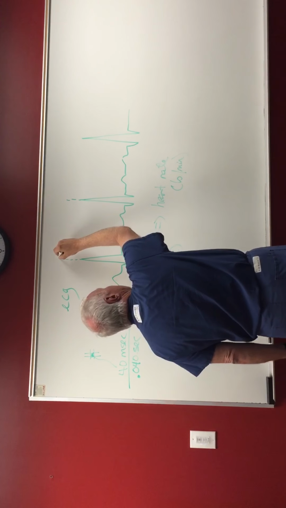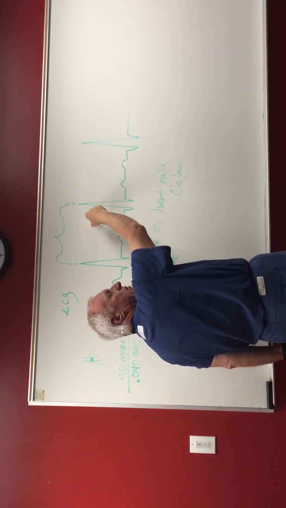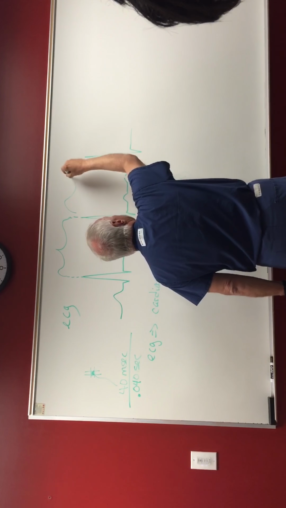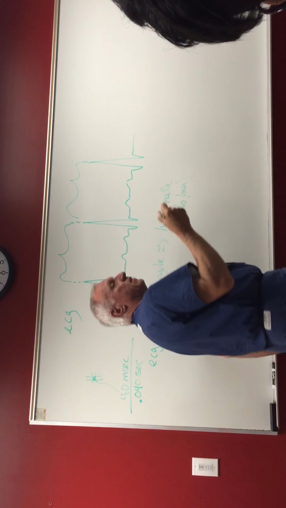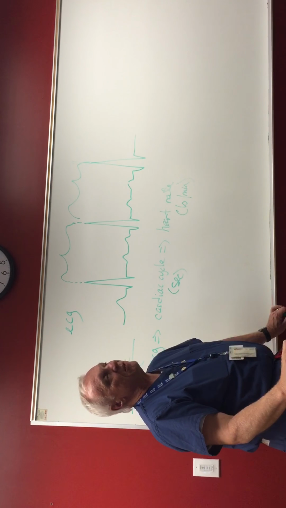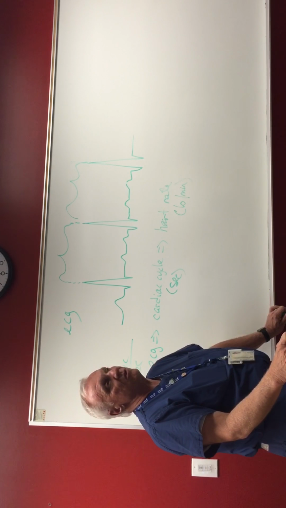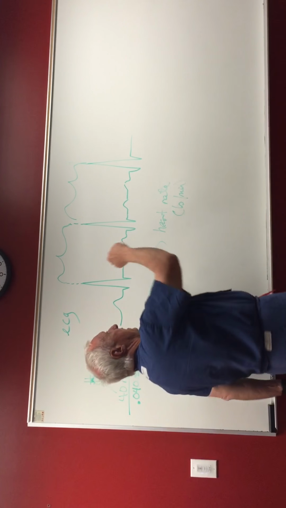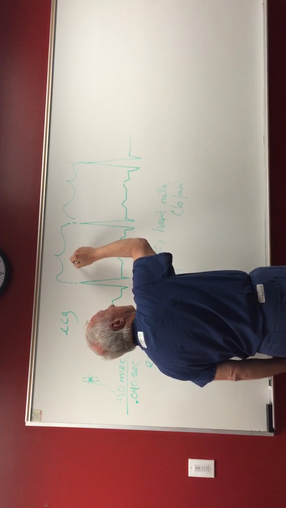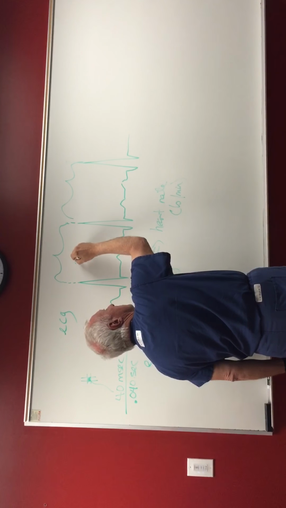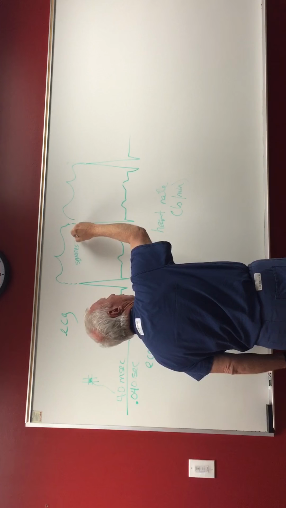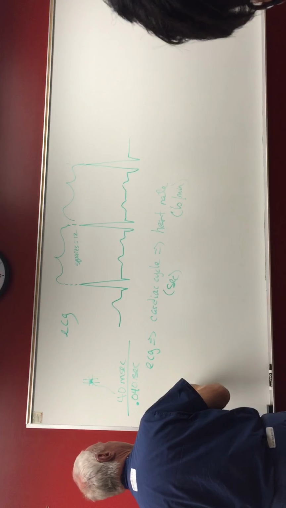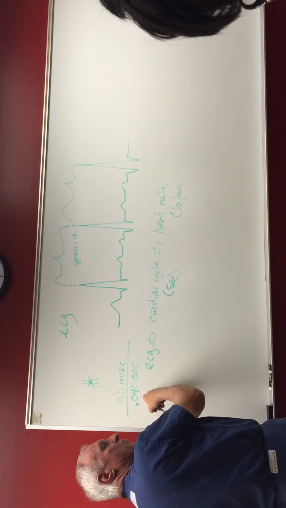So you count the number of little squares from one R to the next. It won't matter which two you choose; the variance is so small that it will be adjusted for. You just choose two adjacent QRS complexes and count the number of little squares. For instance, if the number of little squares here is equal to 12, then I simply go 12 squares times each square being 0.04.